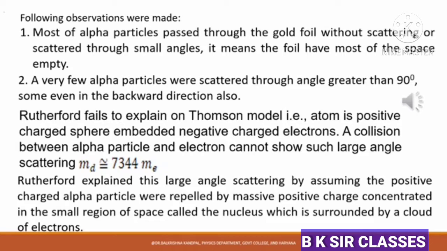Rutherford explained this large angle scattering by assuming the positively charged particles were repelled by a massive positive charge concentrated in a small region of space called the nucleus, which is surrounded by a cloud of electrons. So these observations show that there is a small region of space, called the nucleus, and this nucleus is surrounded by electrons.